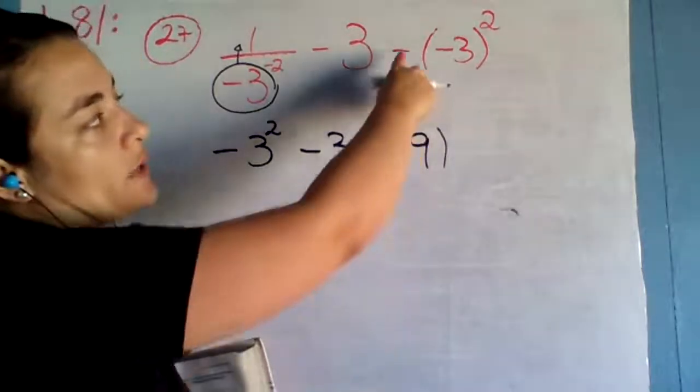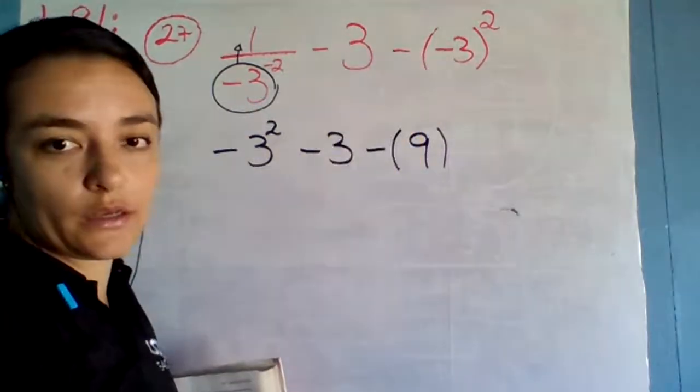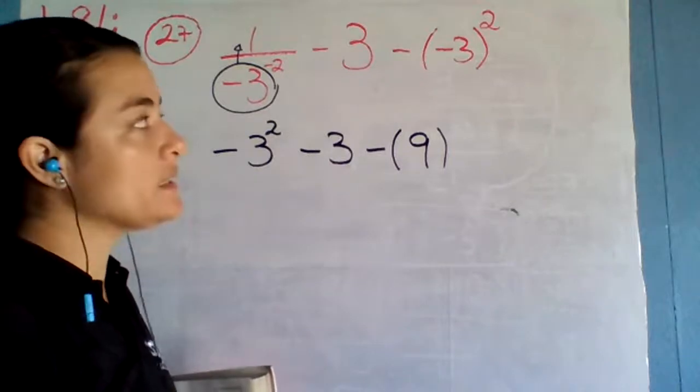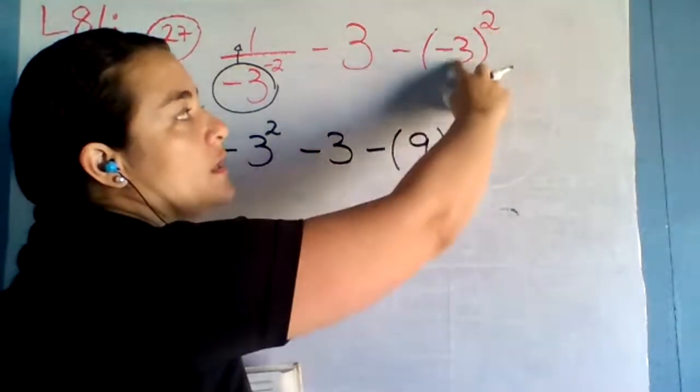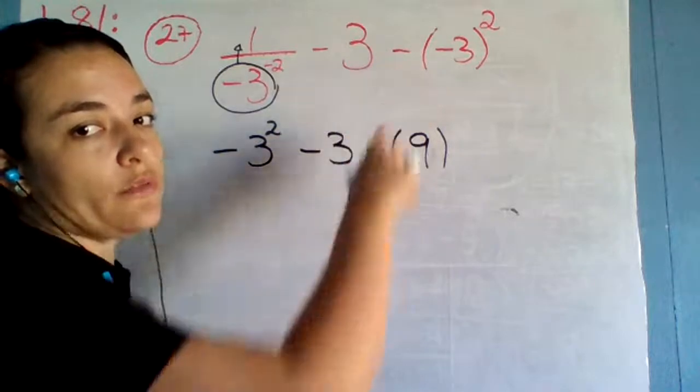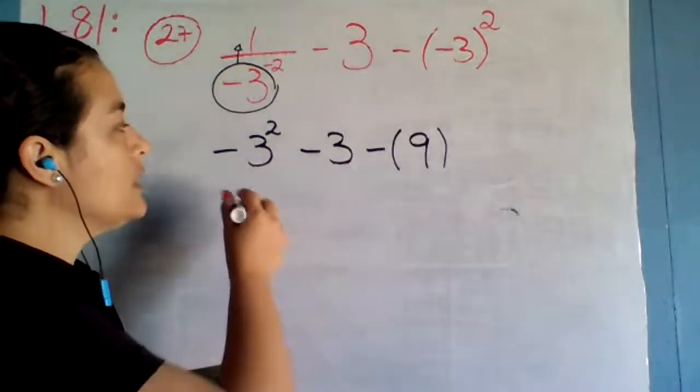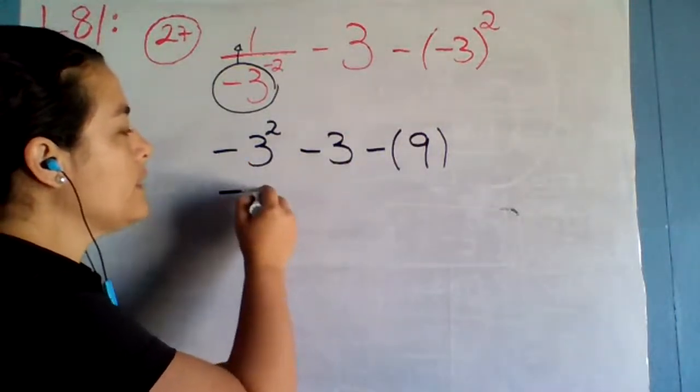Notice how I didn't multiply negative times negative. Why not? Because of PEMDAS. PEMDAS tells us first do the exponent and then multiply. So I have to keep that order. It's very important. This is going to be negative 9.